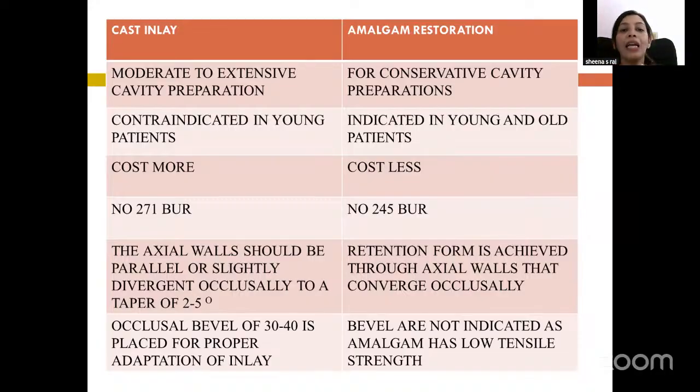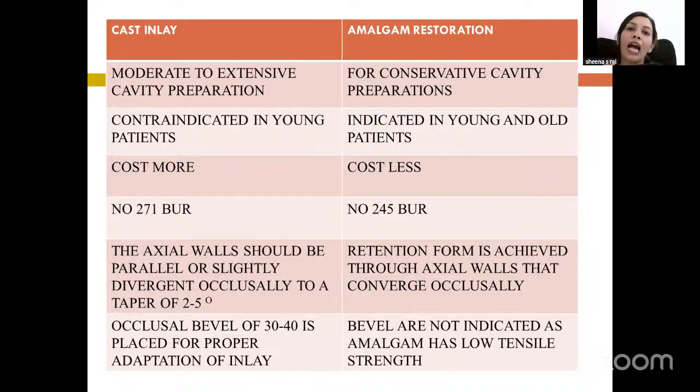Understood? See, cast inlay. We know that we use cast inlay in a very large and extensive cavity, but amalgam in a very conservative cavity. And cast inlay is not used in young patients because the cavity preparation is very large. In young patients, the pulp horn is very superiorly placed, so there is a chance of exposure when we do the cavity preparation. So cast inlay is contraindicated in young patients, while amalgam restoration is indicated in young and old patients.